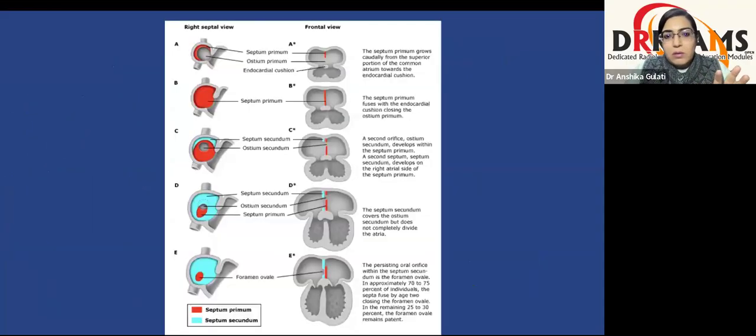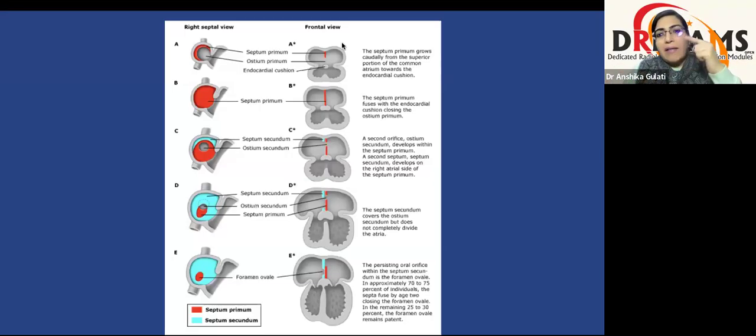This is about the embryology of the atrial septum. So to begin with, there is one common atrial cavity. Then the septum primum falls from above like a curtain, and there is still a patency in the lower part of the septum primum, which is known as the ostium primum, and ultimately it falls down completely to the level of the endocardial cushions, completely dividing the right and left atria.